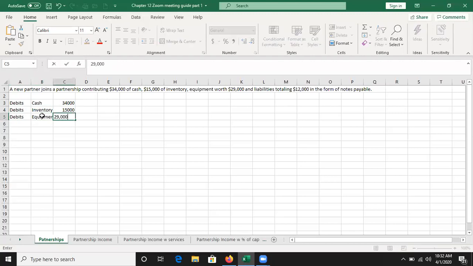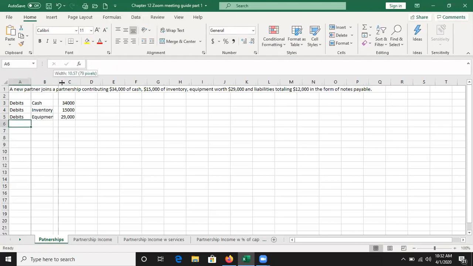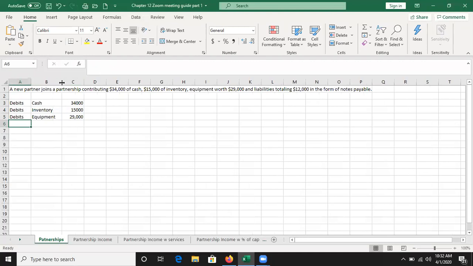Okay, what happens when you're a business and you incur a liability? You incur debt. Well, when you're a business and you incur debt, you credit it. So in this case, when we're a business and we are taking over some debt, we're going to credit notes payable. We're going to credit that liability, 12,000.